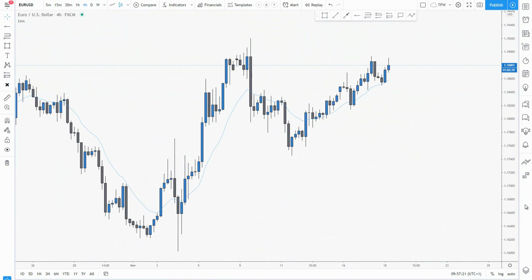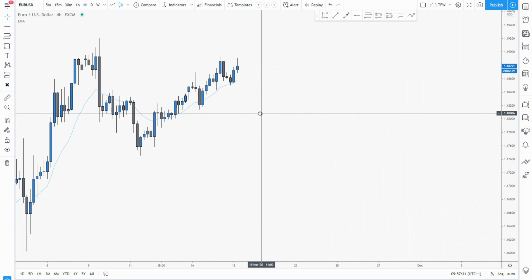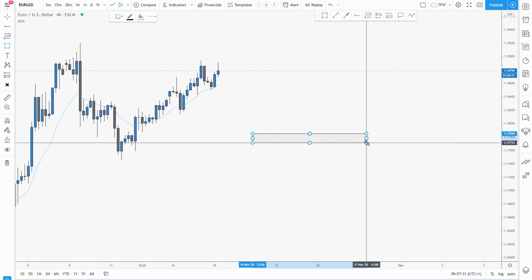All right, let's have a look at another take profit strategy, which is actually pretty simple. It's just simple support and resistance. So I want to make something clear though. What is the difference between supply and demand and support and resistance? Well, support and resistance, you know, is a level.